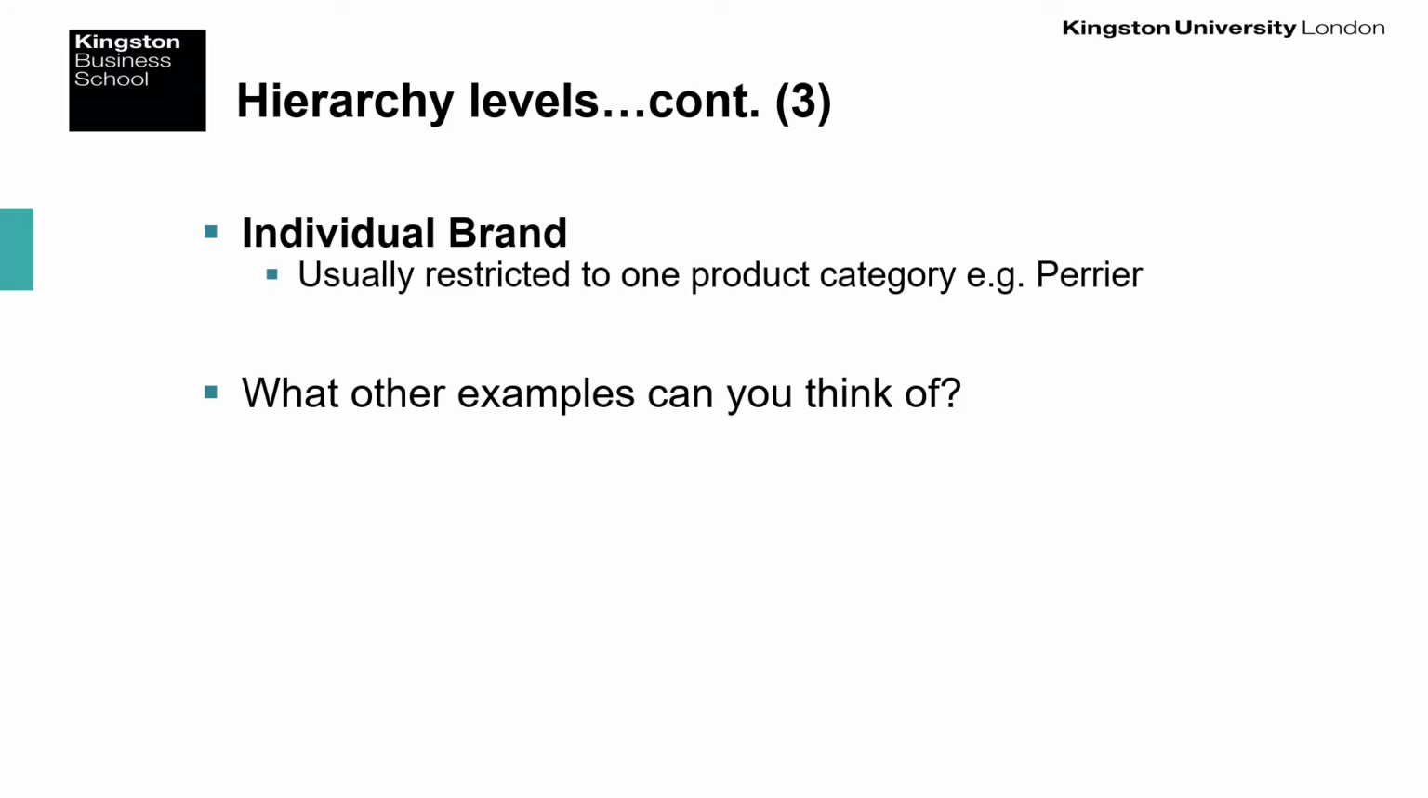Carrying on our journey down the brand hierarchy, we come to the individual brand. And this is something that I want you to think about in a bit more depth and detail in preparation for our class session. An individual brand is usually restricted to one product category. The preceding level, the family brand, can straddle a number of product categories and join together or group products across those product categories. The individual brand name is usually restricted to only one product category.